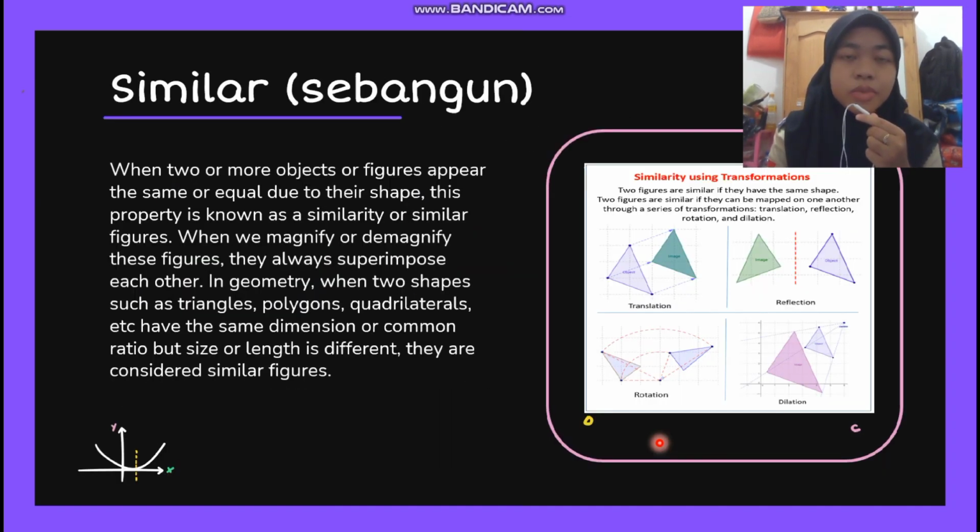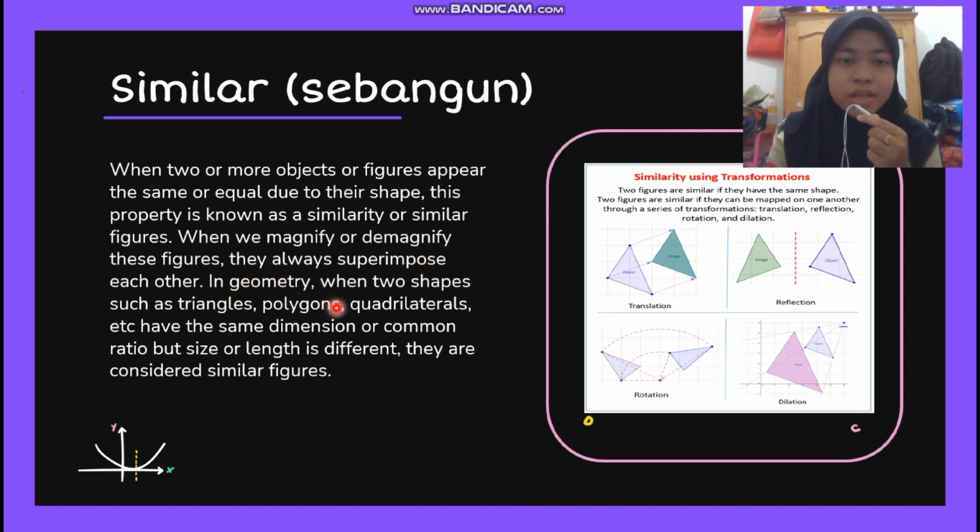The next is similar, which means sebangun. When two or more objects or figures appear the same or equal due to their shape, this property is known as similarity or similar figures. When we magnify or demagnify these figures, they always superimpose each other.